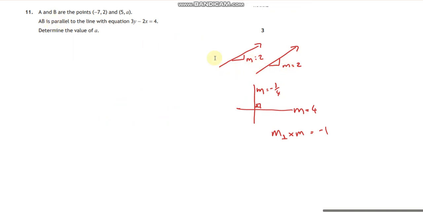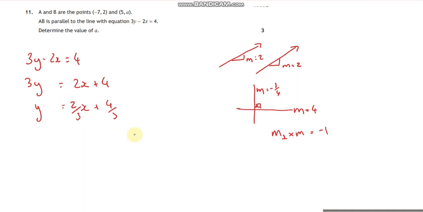But to work out the actual gradients, we're going to have to use our equation and rearrange it. So a few people would look at that and say, fantastic, my gradient is negative 2, but it's not. It needs to be in the correct form. So I need to put it into y equals mx plus c. So that's 2/3 x plus 4/3. So you rearrange it to make y equals mx plus c.